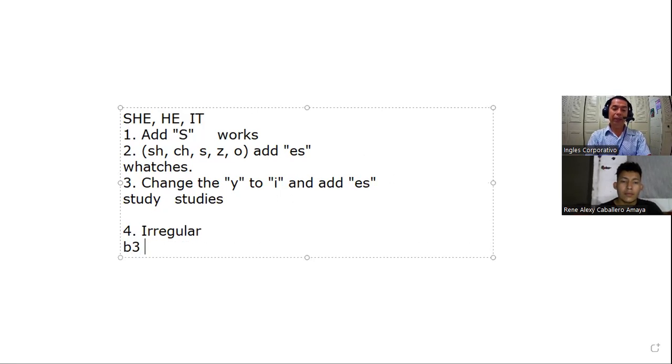Be es igual a is. She is, he is, it is. Y cuando hablamos de have, vamos a poner has, ¿va? Has. Esos son los irregulares. Esas son las reglas, René Alexi. ¿Entiende las cuatro reglas? Ya las comencé a entender.